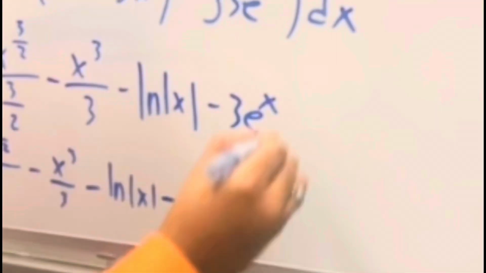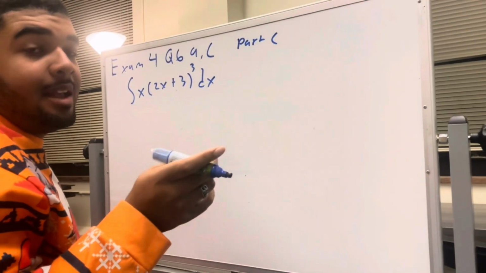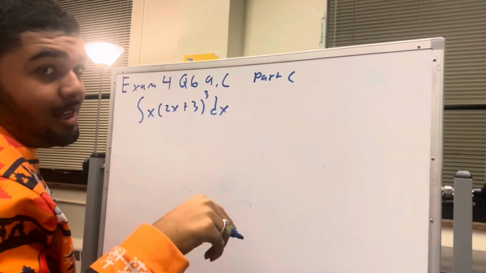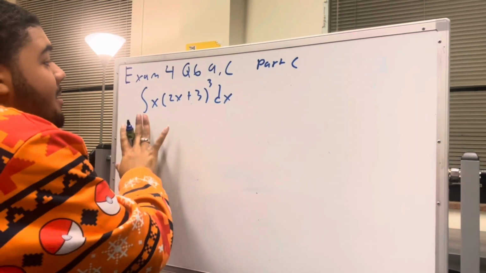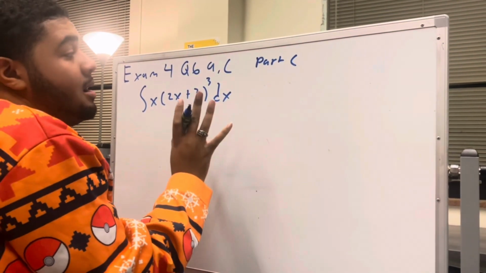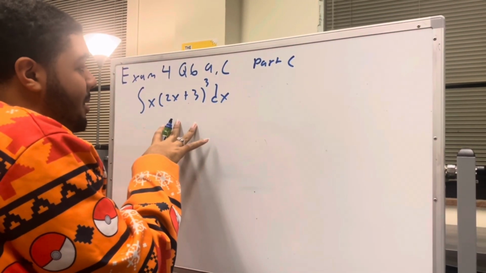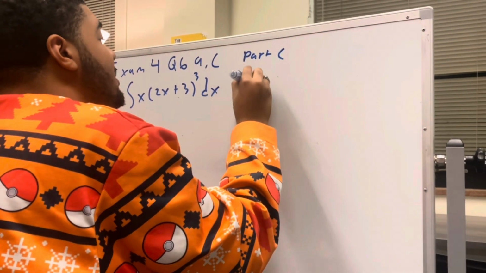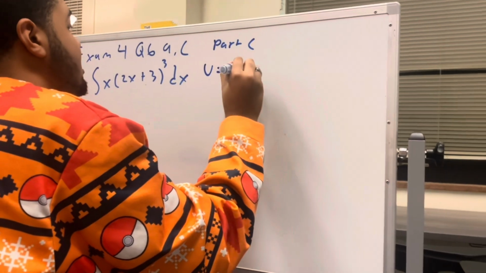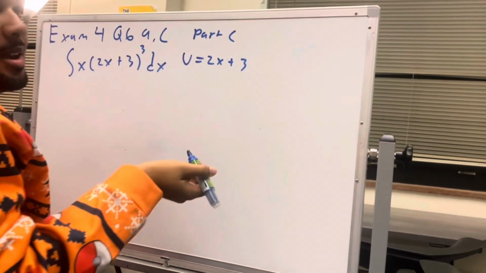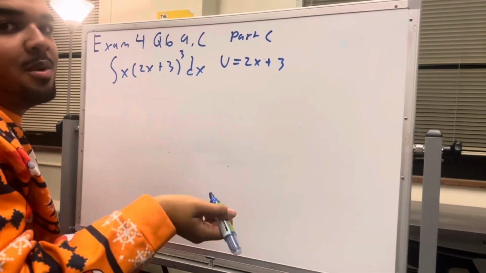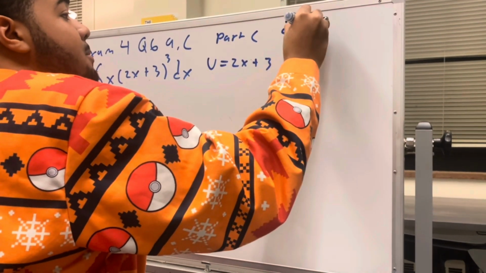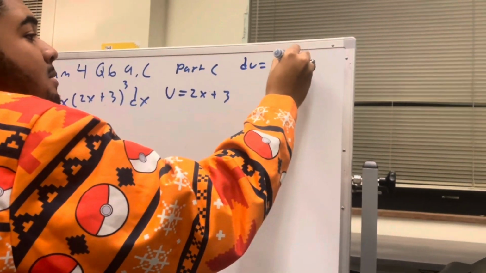Plus c. Hi. Now we're going to be doing part C of exam 4, question 6. And we have this problem here. What I'm going to do for this kind of problem is u-substitution. So I'm going to do u equals 2x plus 3, because we can clearly tell with the parentheses and everything what our u is. And then du is supposed to be your derivative.